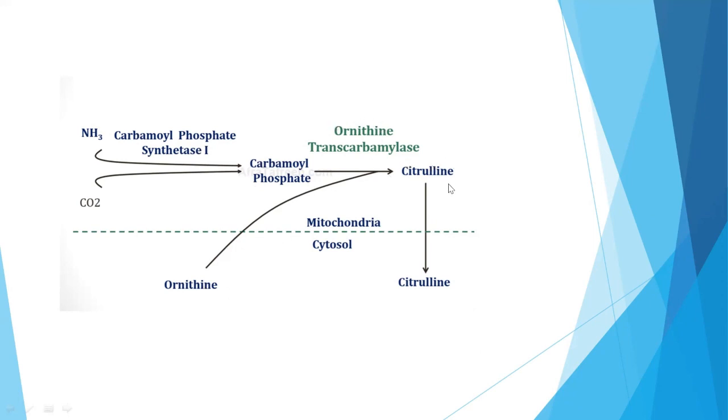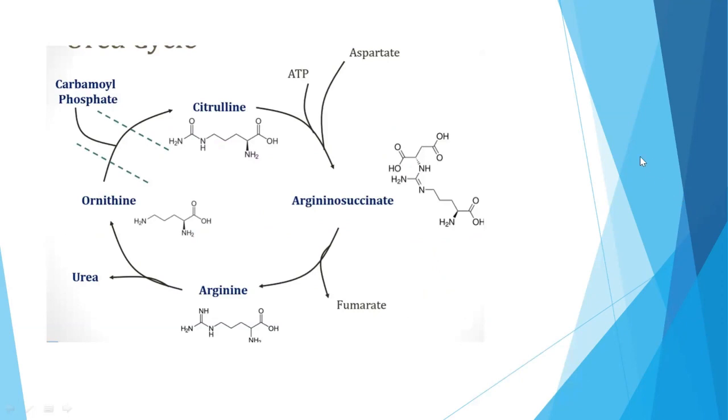This citrulline can then transfer from the mitochondria to the cytosol. In the cytosol, citrulline combines with aspartate to form argininosuccinate, and this argininosuccinate gets converted into arginine with the release of fumarate. Arginine is then converted back to ornithine, with production of urea. Ornithine can move in and out of the mitochondrial membrane. The urea then gets excreted into the urine.